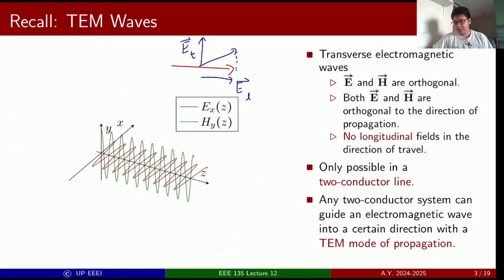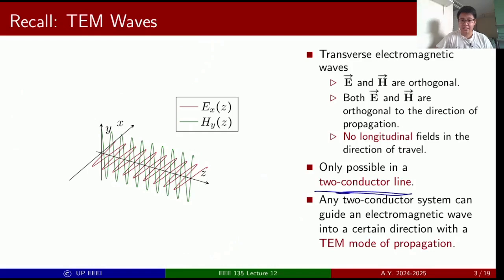Okay, so this is possible in a two-conductor line. For a guided wave propagation, this is only possible if you have at least two conductors in your system. That's why when we're connecting a voltage source to a resistor and we want to guide the power from, for example, a battery to a resistor, we need two conductors. So we are able to guide the wave towards that resistor. Any two-conductor system can guide your EM wave in a certain direction in a TEM mode of propagation.